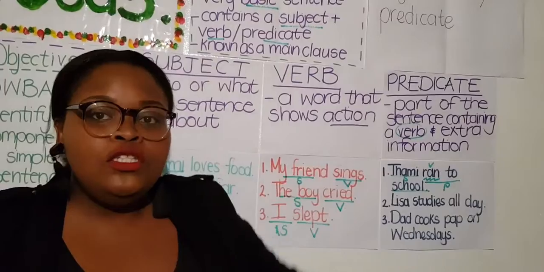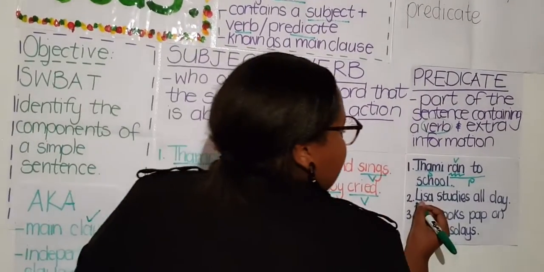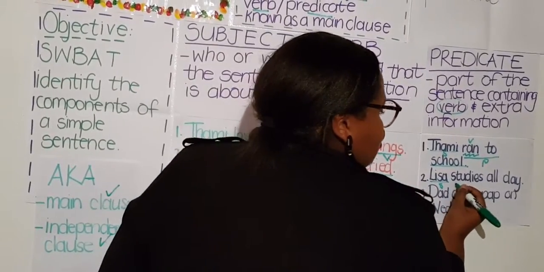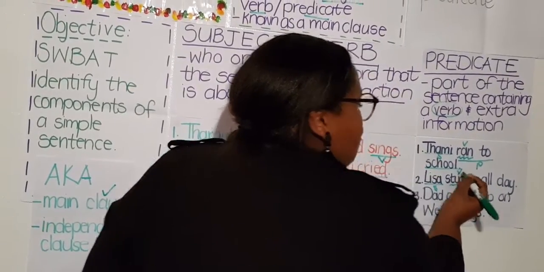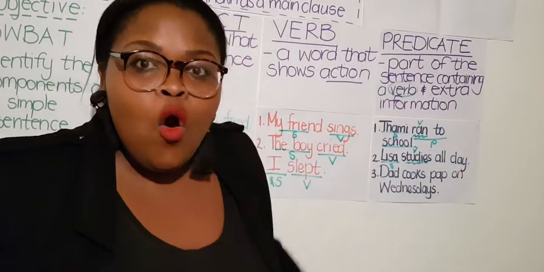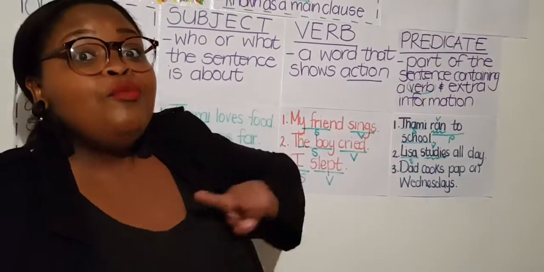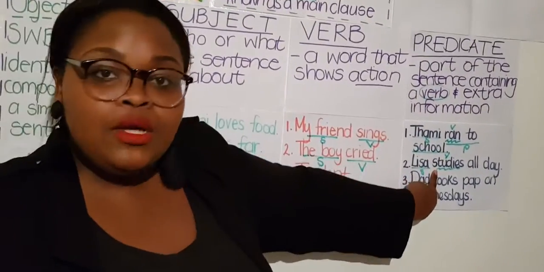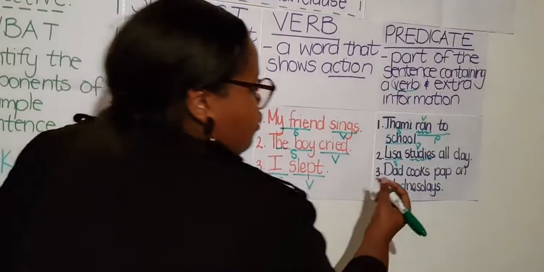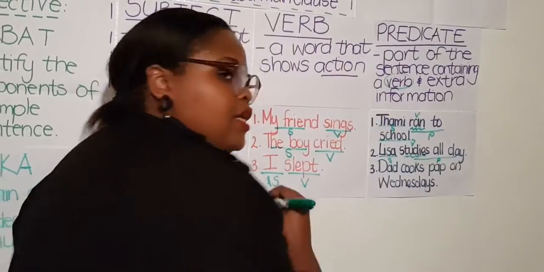Lisa studies all day. Who or what is the sentence about? The sentence is about Lisa. What is Lisa doing? Lisa studies. So studies is our what? Our verb. What do we still have here? All day. All day is the extra information. But remember, a predicate includes the verb. So what's our predicate here? Studies all day. So underline, studies all day is our predicate.